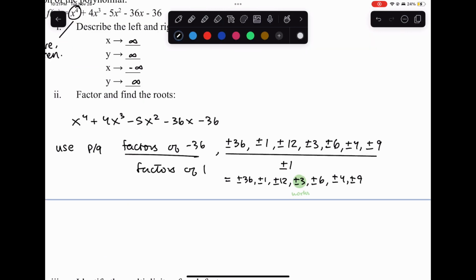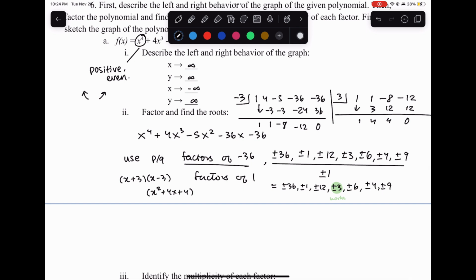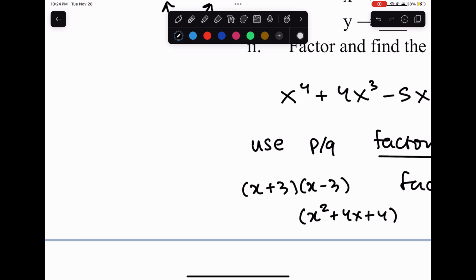So we can see here we're going to use the rational zero test, which has p over q, and the factors of -36 and of 1, which we've laid out here. And for the sake of time, I've just determined that -3 and 3 are factors that work. You would go through all of these numbers, but we've determined that -3 and 3 work.